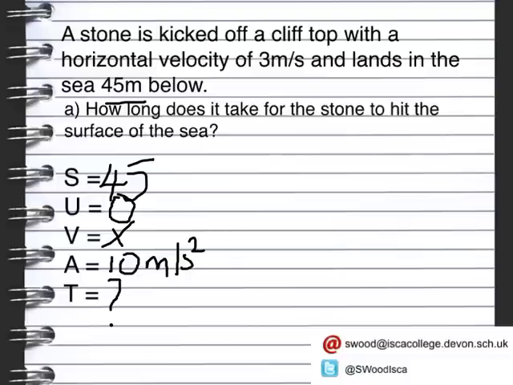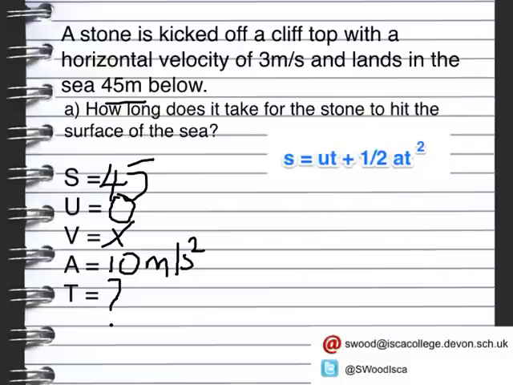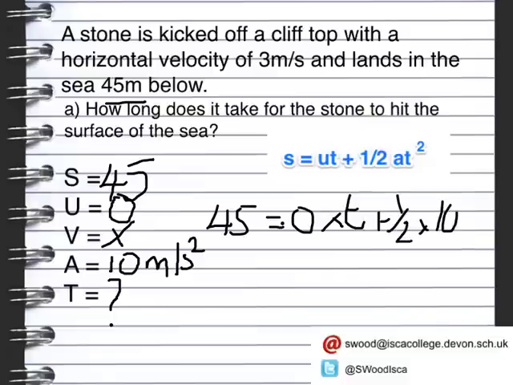We don't know what that is, but we do need to work that one out. So from our equations that we studied last time, we have this. Now if we write out what information we've got: 45 is equal to 0 times t plus a half times 10 times t squared. Now what we need to do is get the t squared onto the other side.